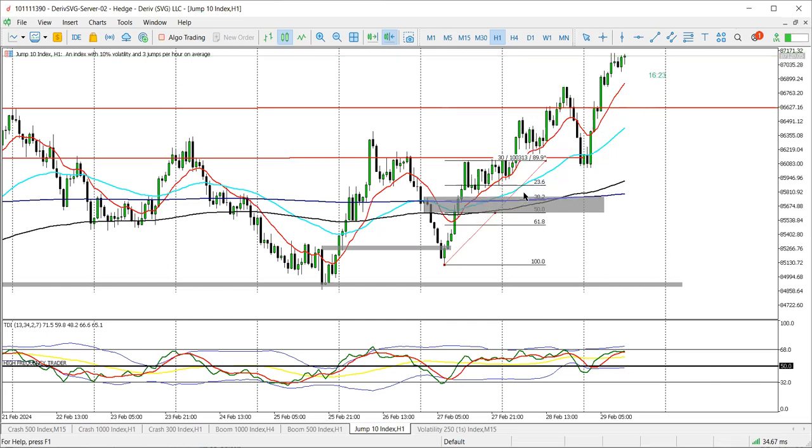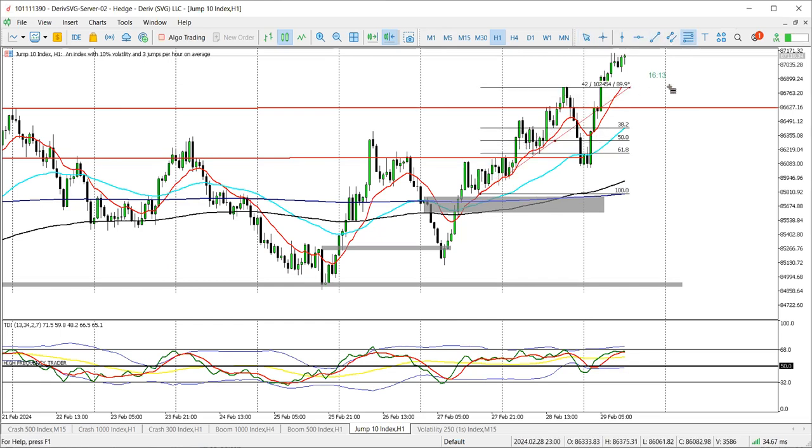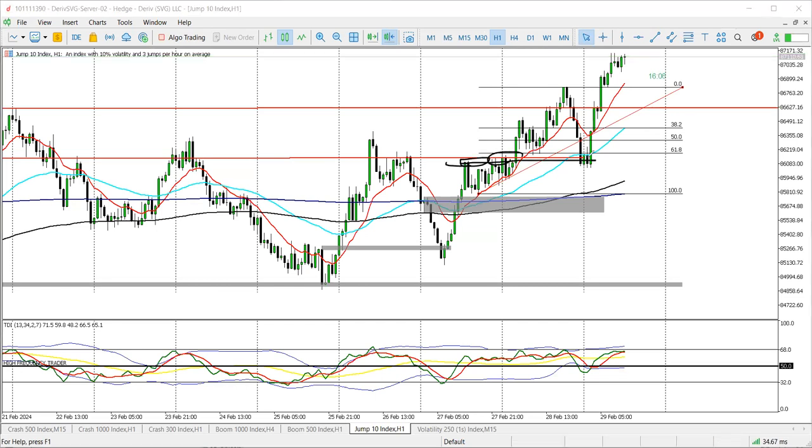So running a fib here, I don't think this is the best low to use. Let me just see how it looks if we run it from here. So this was today's setup. Price is more or less respecting this zone here. This setup has already played out, as you can see, an aggressive push from the 61.8 level, from the 50 EMA, and from the support zone as well. So they've already played out.